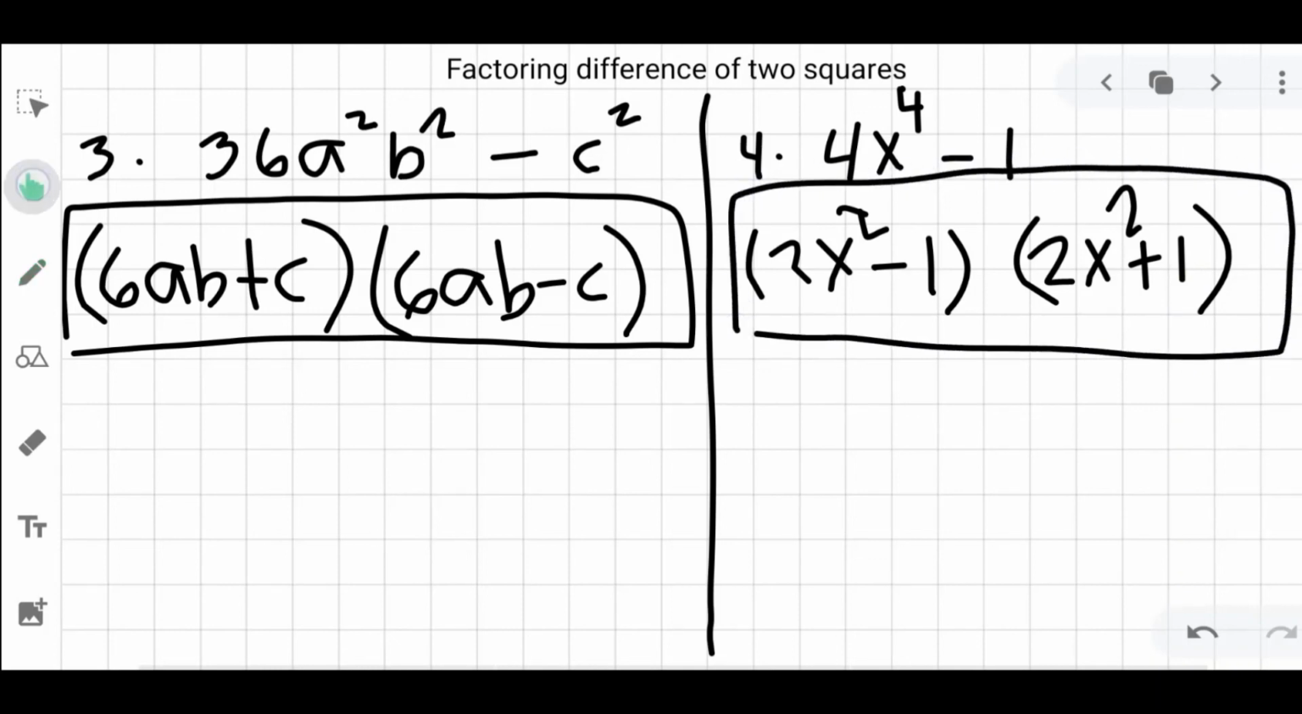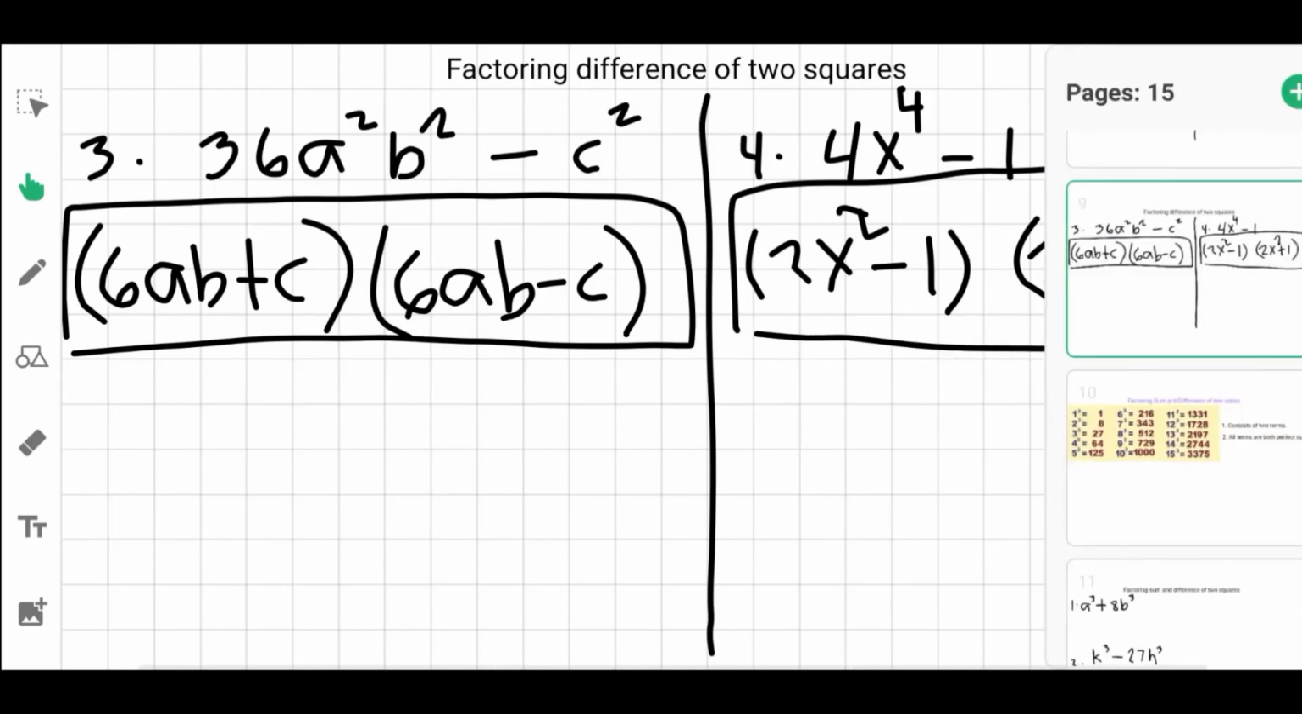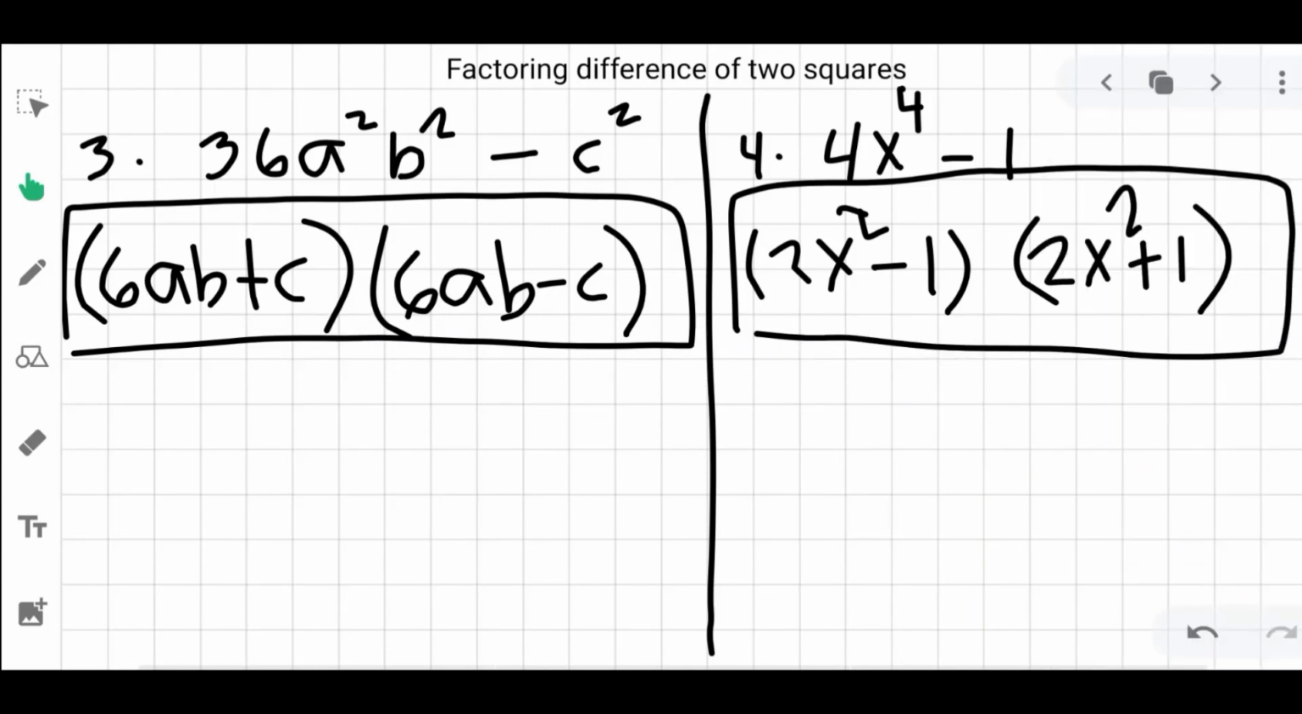Tandaan ninyo, lagi silang parehas. Parehas lang yung sagot nila. Sign lang ang pinagkaiba nila, the sign in the difference between the equation. So I hope you understand our topic about factoring difference of two squares.